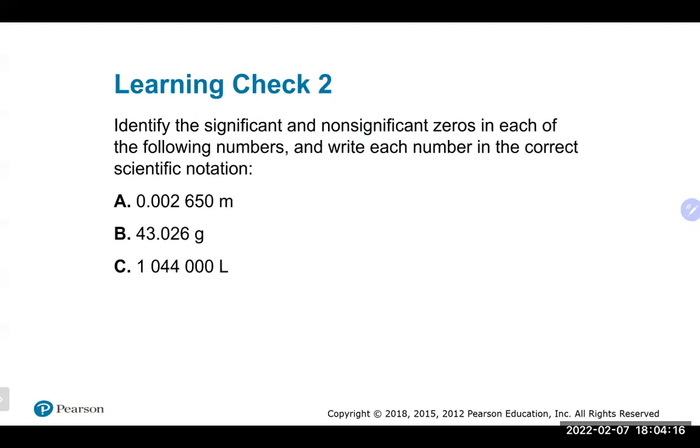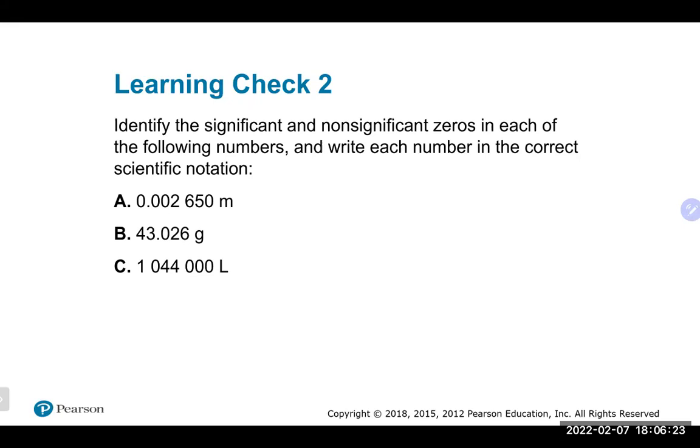All right, so take a second here, identify the significant and non-significant zeros in each of the following, count how many significant figures are in each, and write each of them in scientific notation correctly. Okay, let's take a look.